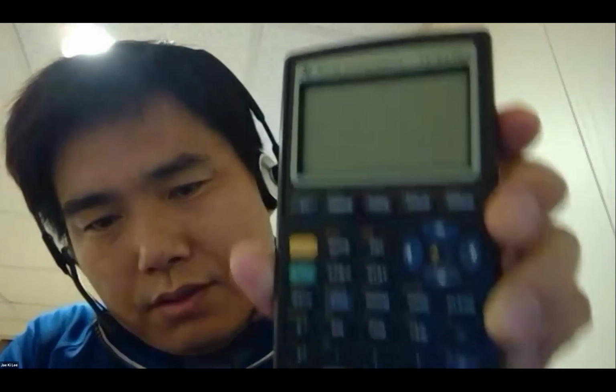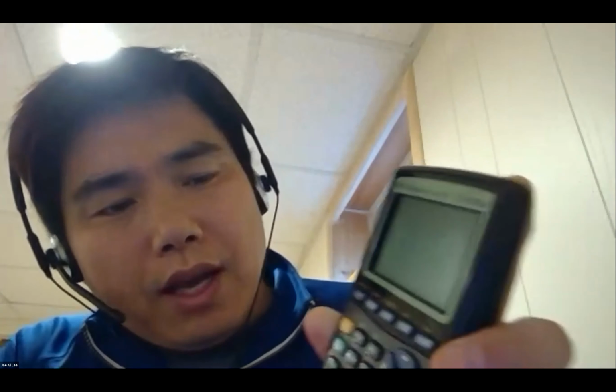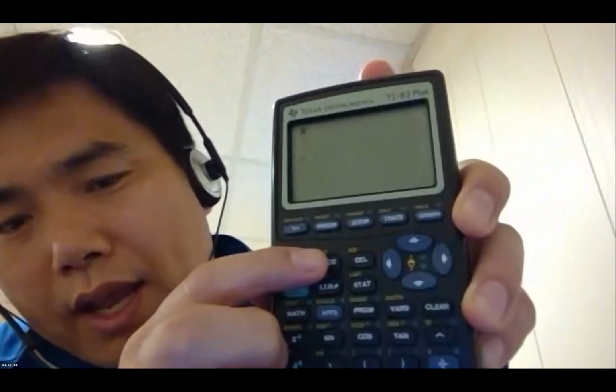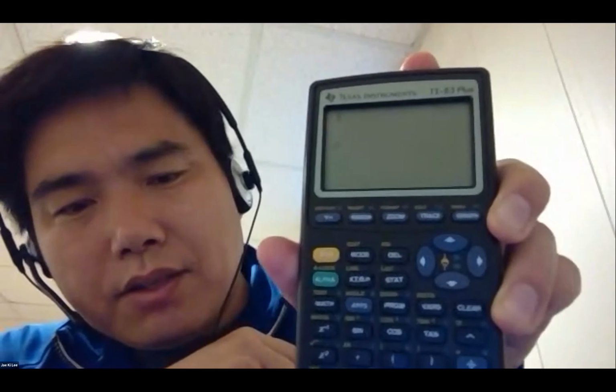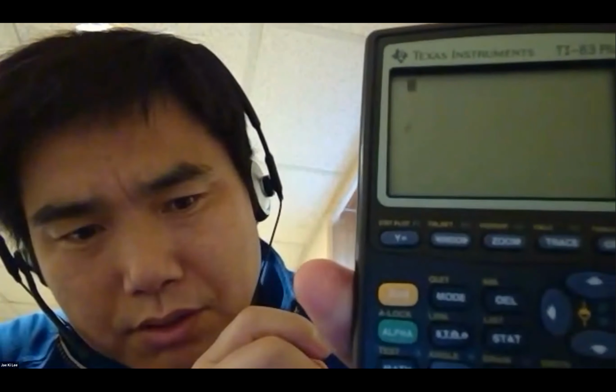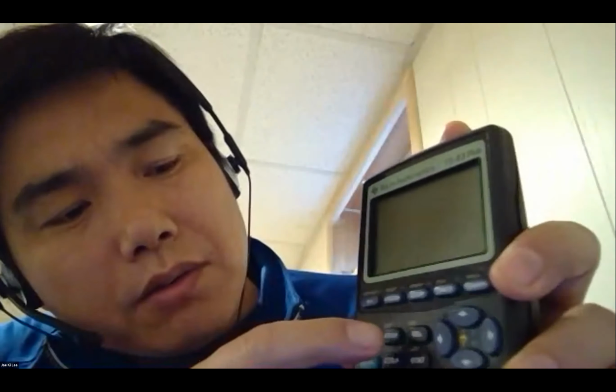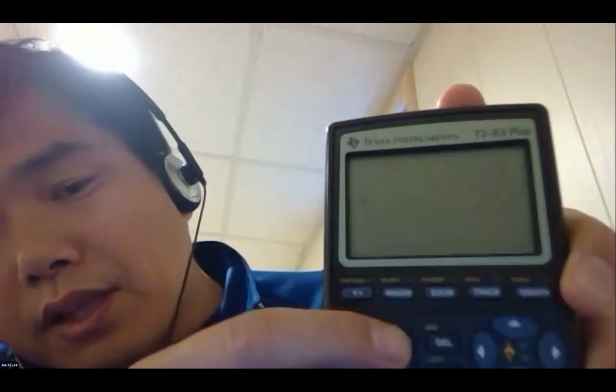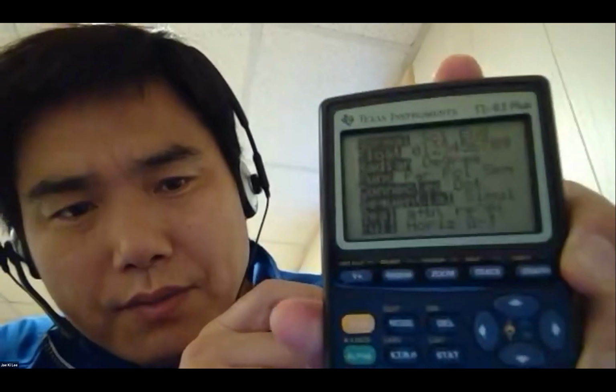Okay, so of course we have turned on the calculator first. I'm gonna turn it on, and now each calculator has a different side about the mode. So mode is right here. That's the mode. I'm gonna click that, and you will see.